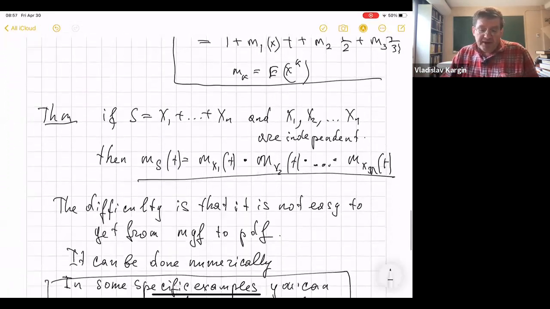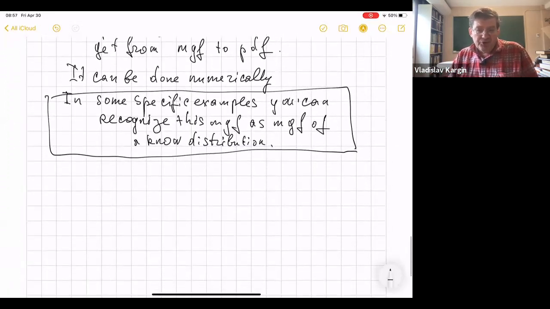So now, what are the examples? It turns out we already looked at most of them. So here are some examples.